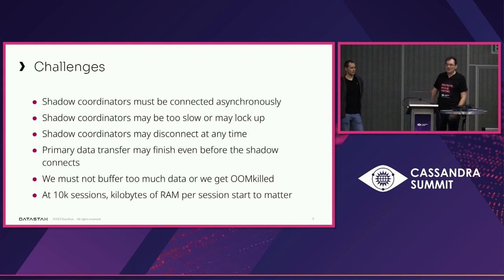Unfortunately, there are challenges here. This project on the surface looks like a simple one, but it has additional robustness requirements and performance requirements that constitute the majority of the complexity of this project. For example, shadow coordinators must be connected asynchronously because the primary traffic must not wait for the time that a shadow coordinator takes to connect. If the shadow coordinator is broken or slow, we must not hold the primary traffic, because the primary requirement is that the end user must not notice that there is something in the middle.